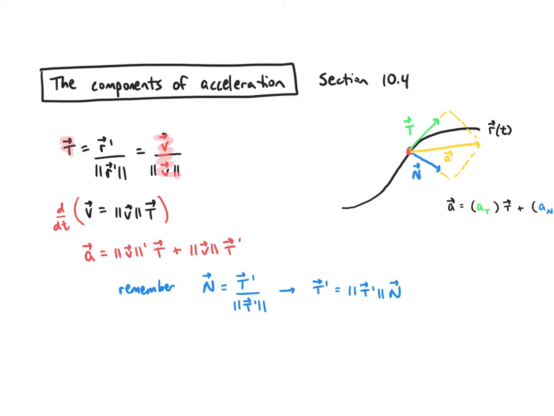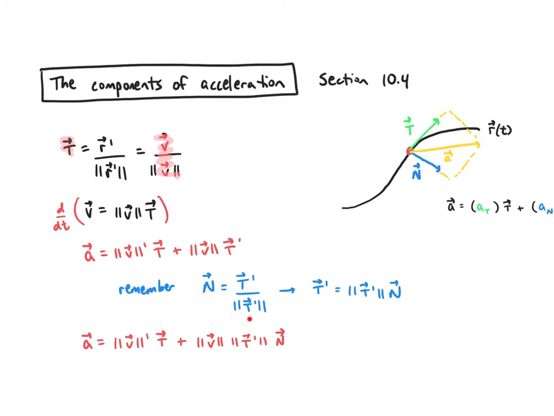And so what I get in return, and this is sort of our first big formula here, is that the acceleration is really the magnitude of v and a derivative of that with respect to t multiplied by the vector t plus, and then again what I'm going to do is take the magnitude of t prime times n and put it into this equation here for the derivative of t. So I get the magnitude of v times the magnitude of t prime times the vector n.